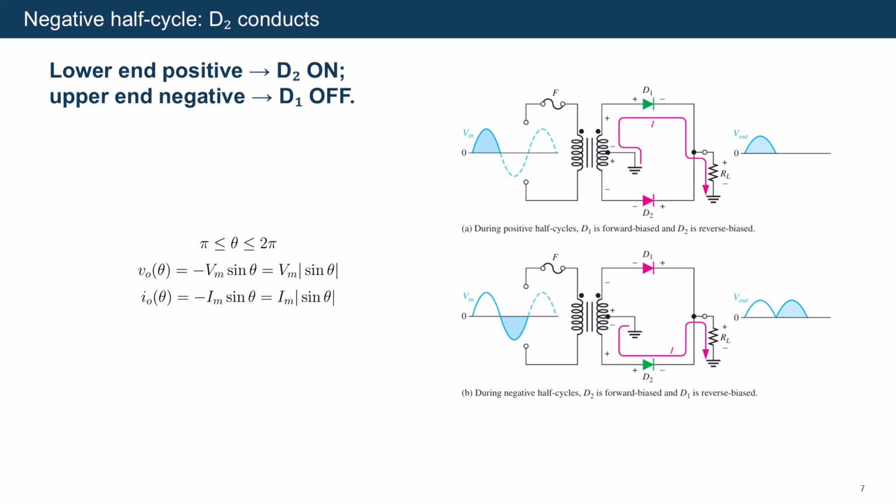During the negative half cycle, the transformer polarities reverse. The lower end becomes positive, so D2 conducts and D1 blocks. Current now flows through the lower half winding, D2, and the load. Although the source polarity has reversed, the current through the load still has the same direction. Hence the output equals Vm times the absolute value of sin theta.